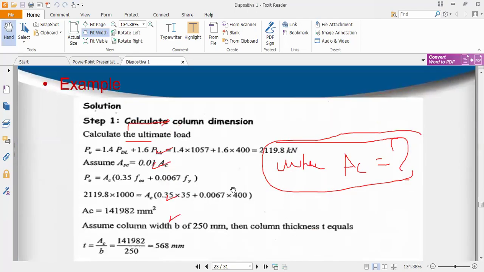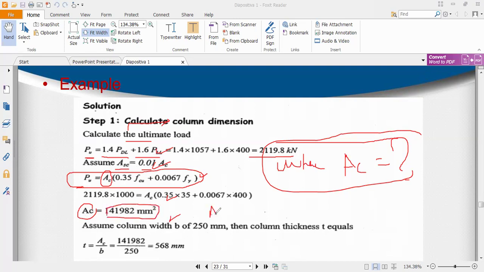The first step, we get the ultimate load. P ultimate means 1.4 dead load plus 1.6 live load. We get this value. After that, area steel is equal to 0.01 area C. We can write this formula, and from this formula we can get area C. And after getting area C, you should consider this part, this value of area C.